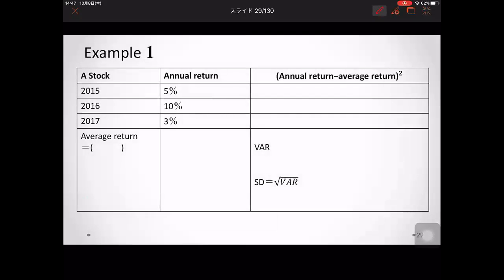Okay, let's do a simple example. This is stock A. We have three years of data. In 2015, the annualized return is 5%, 2016, 10%, 2017, 3%. So the average is 5% plus 10% plus 3% divided by 3. So we get 6%. So that means on average it is 6%. If we draw this in a figure, it is something like this.